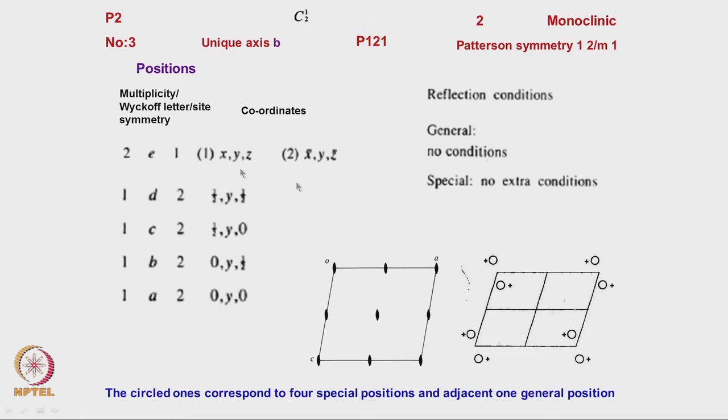Then if we keep it at a general point, since it is a two-fold symmetry, there should be a minimum of 2 atoms per unit cell. That is what you can see, that when atoms have been put at the general point, this position and this position, it is going to be there. So within the unit cell you have 2. That is what this number 2 represents, the multiplicity.